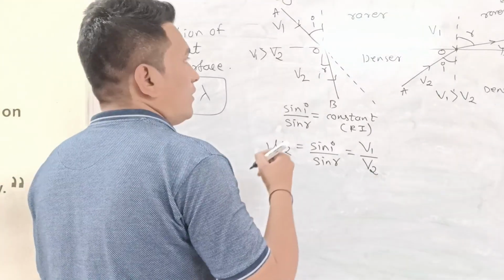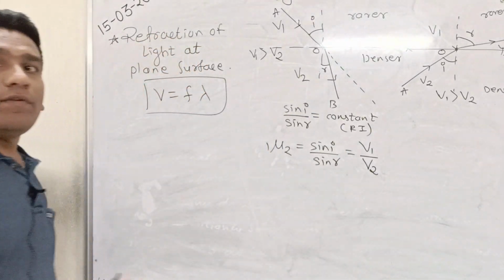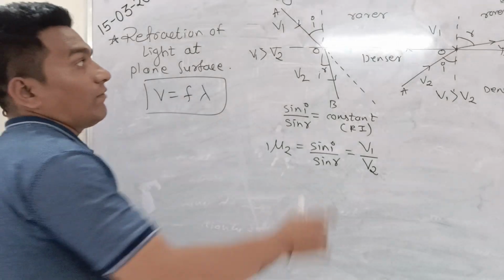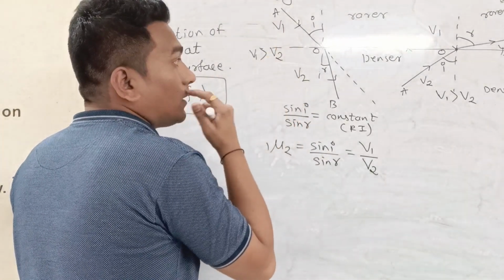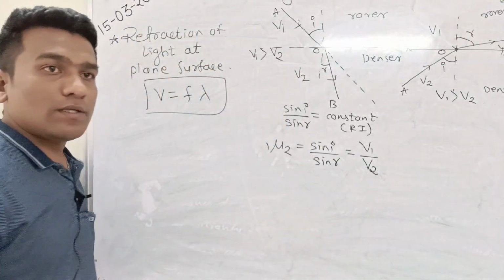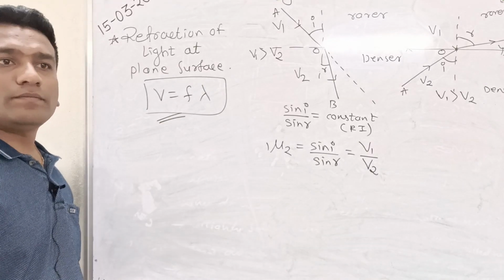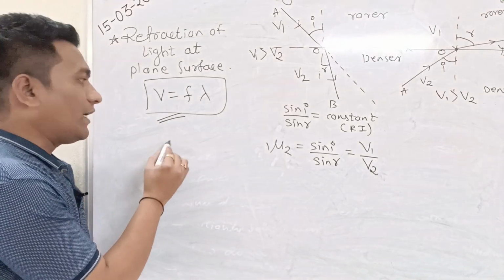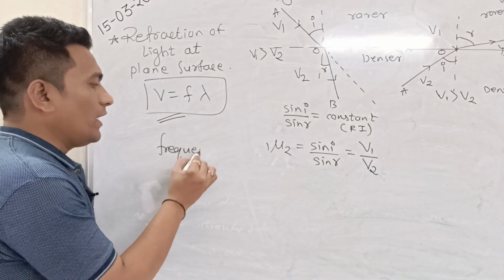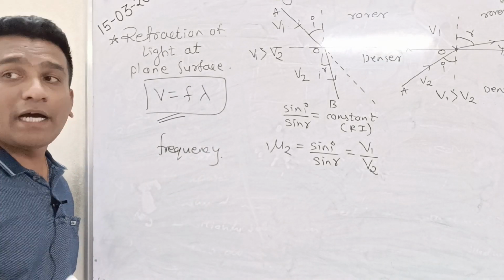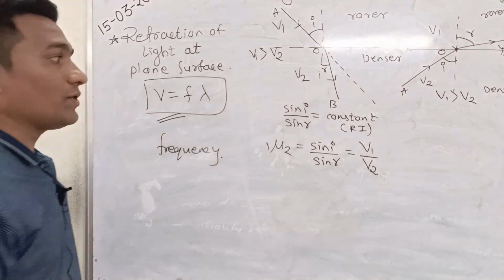Now one more thing in the phenomenon of refraction of light: when a light ray travels from rarer to denser medium, there is one quantity which remains unchanged. Which is that quantity? Frequency. So in refraction of light, the frequency remains constant. Please keep this in mind. It can be asked in a multiple choice question.